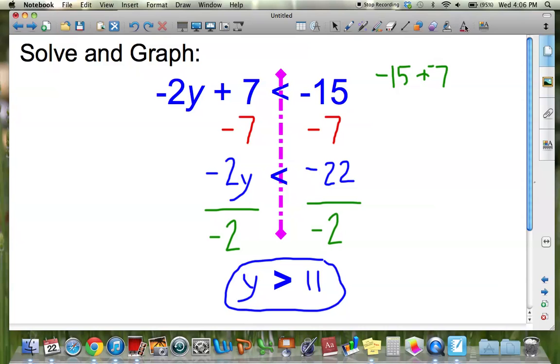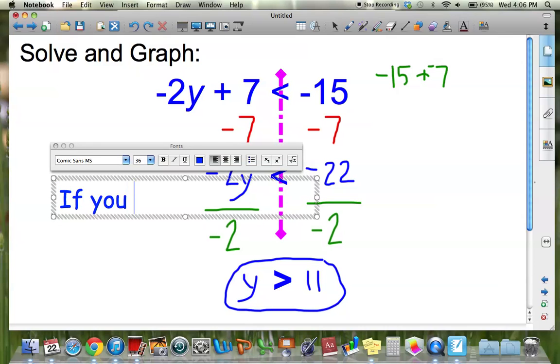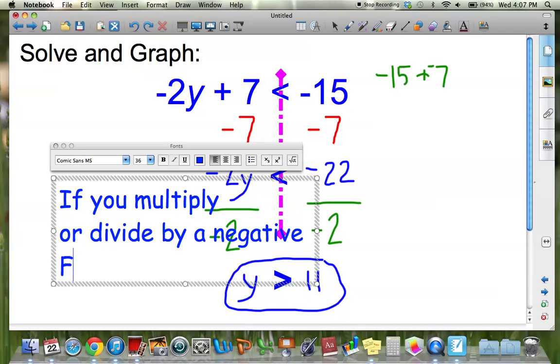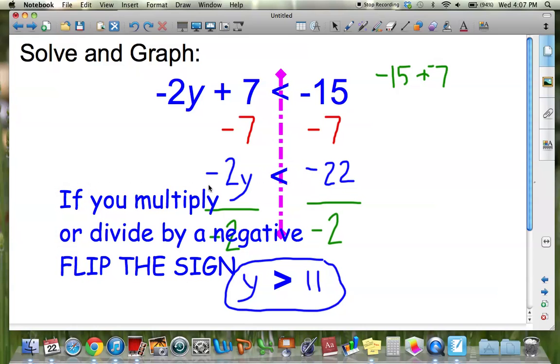So maybe that's something you want to write down in your note card. If you multiply or divide by a negative, you got to write this big: flip the sign. I hope that woke someone up in your house.